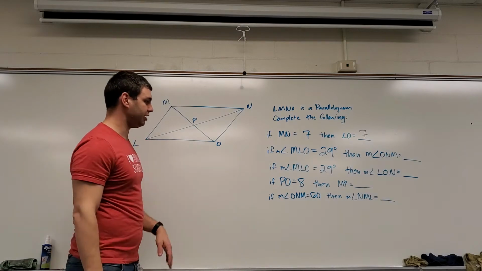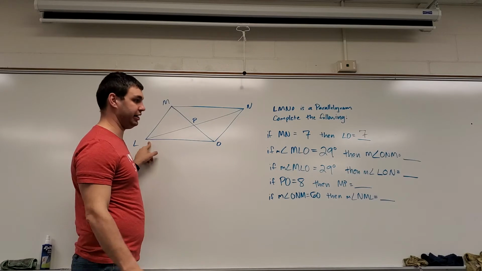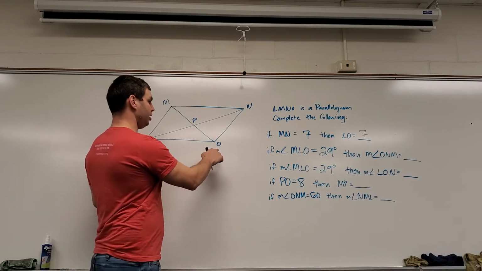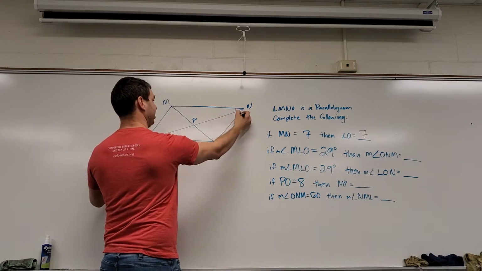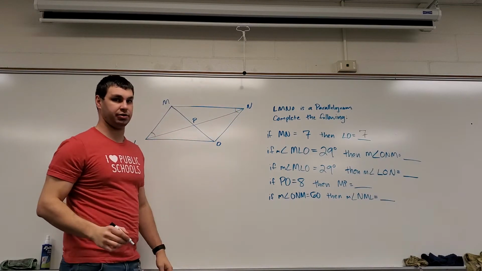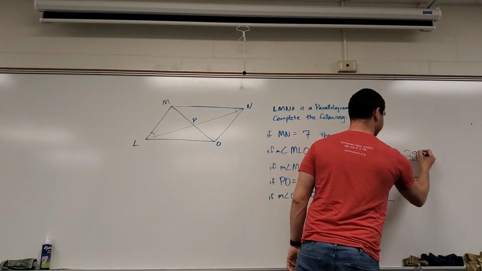If the measure of angle MLO equals 29, then the measure of angle ONM. So these opposite ones. Remember, in a parallelogram, the opposite angles are congruent. So that would also be 29 degrees.